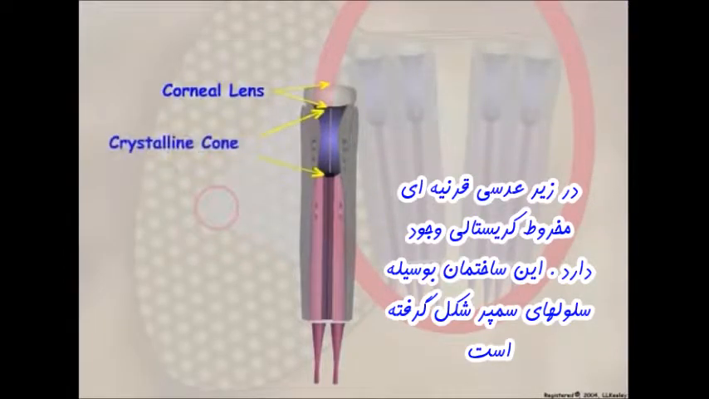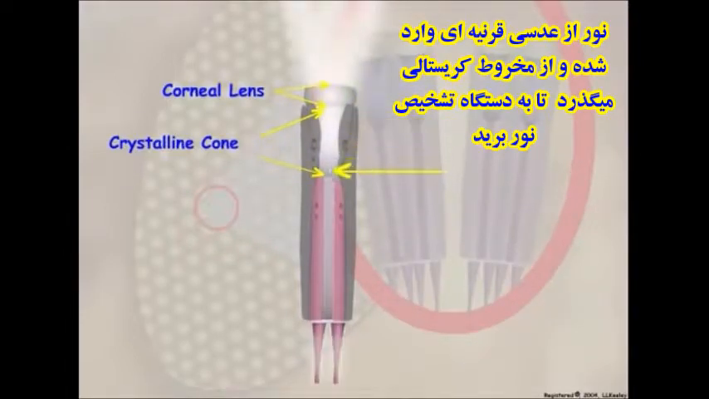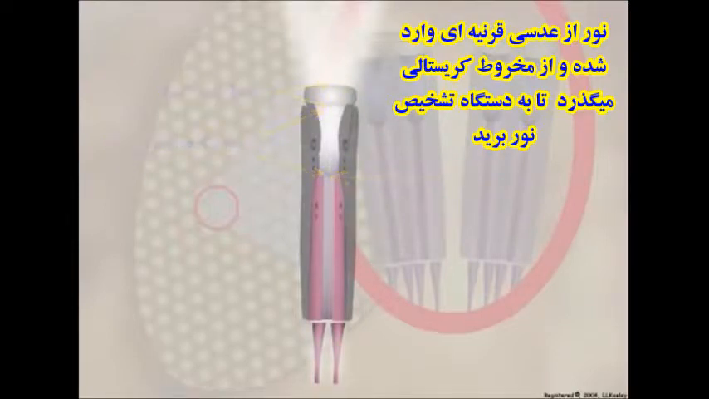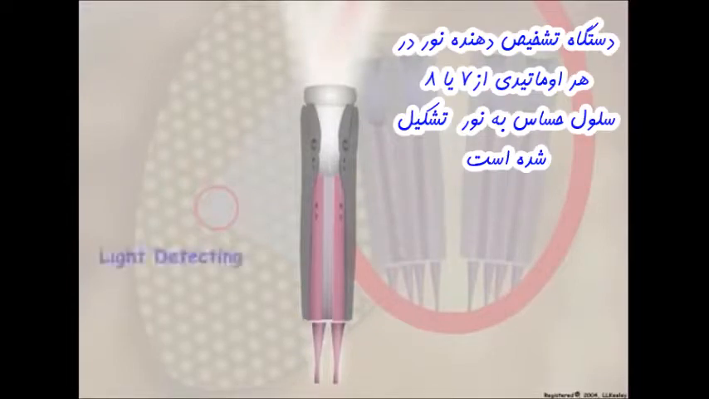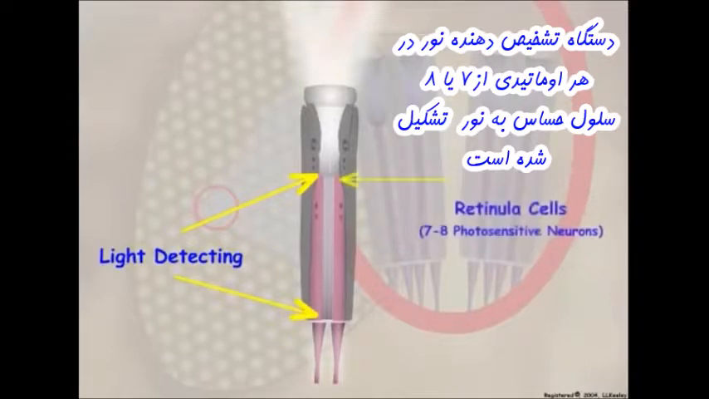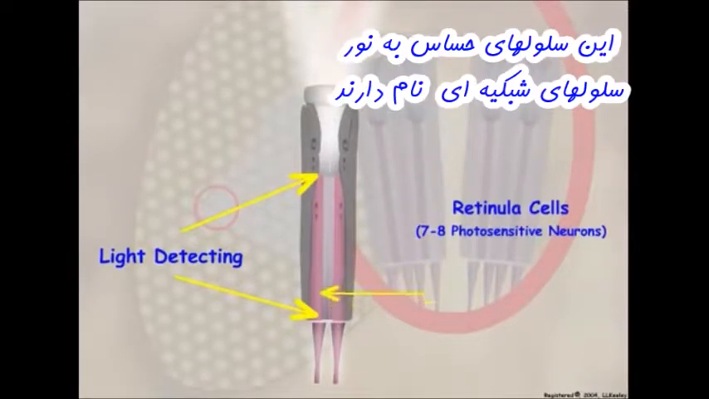Below the corneal lens is the crystalline cone. This structure is either secreted or formed by four cells called Semper's cells. Light enters the corneal lens and is focused on the light-detecting apparatus by the crystalline cone. The light-detecting apparatus of each ommatidium contains 7 to 8 light-sensitive photoreceptor cells called Reticular cells.